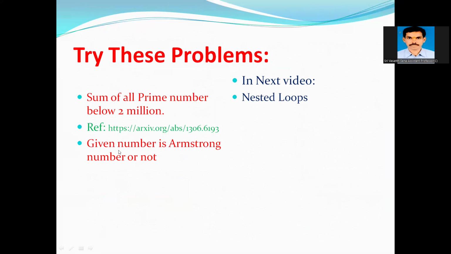Next is whether the given number is an Armstrong number or not. How can you check whether a number is an Armstrong number? Suppose you take the number 153: 1 cube plus 5 cube plus 3 cube is equal to 153. Then it is equal to the given number 153, so we can say the given number is an Armstrong number. In the next videos, we will look into the next loops.